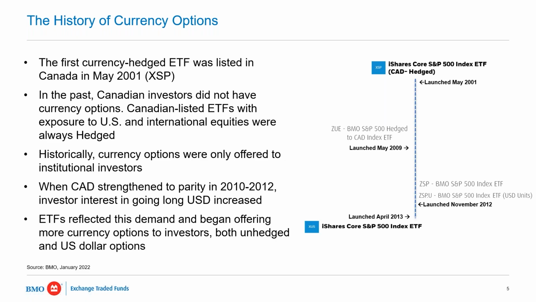And then as we move forward, there are other options as well, such as ZSP, which is the largest ETF in Canada, and the largest ETF obviously at BMO, which is simply the BMO S&P 500 Index ETF. It is offered both in the regular Canadian dollar version as well as the .U, the US dollar traded version. That was launched in November of 2012.